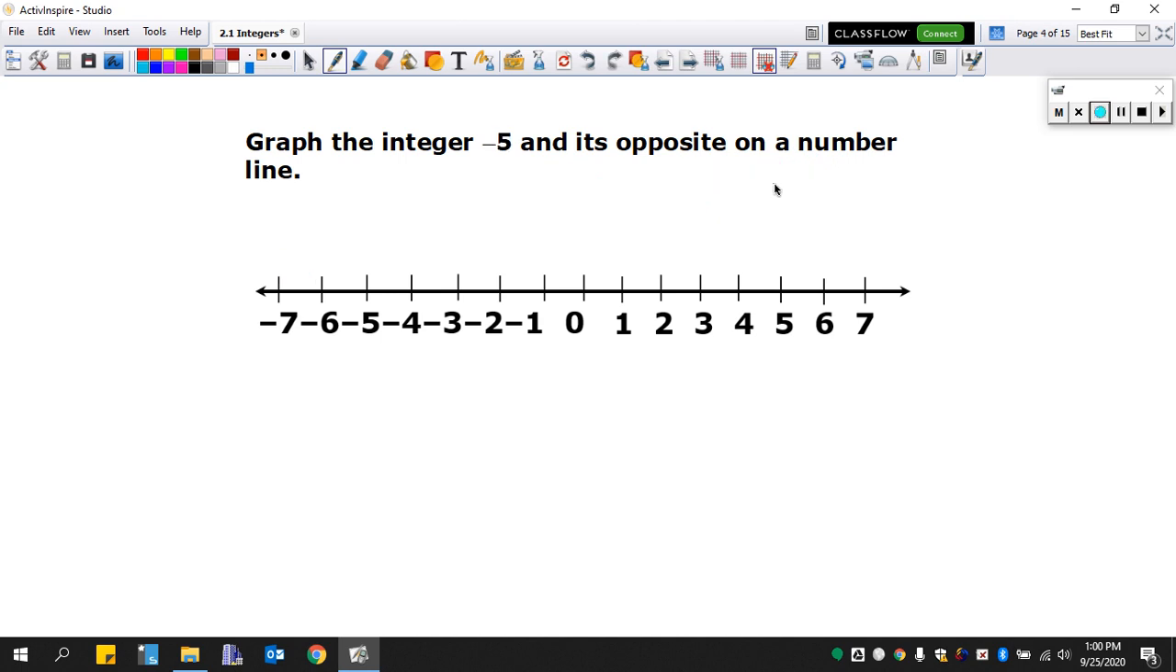If you're talking about the graph of the integer -5 and its opposite, all right, -5 is here. We could count, but if we know that we're at -5, that means we have to go to +5. So -5 and +5 are opposites.